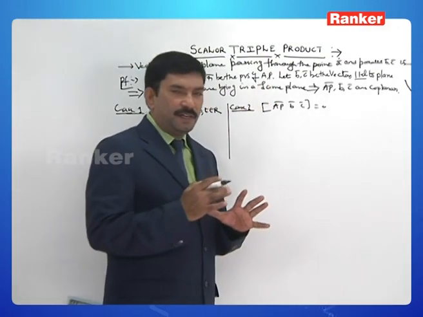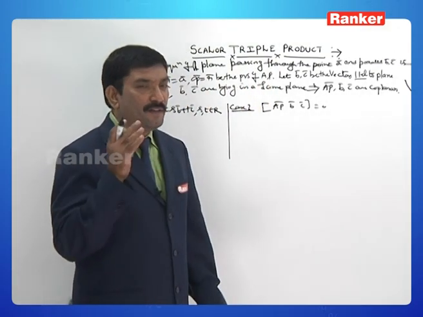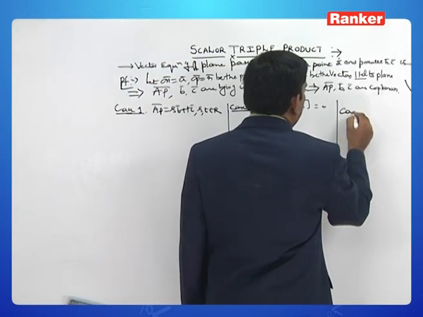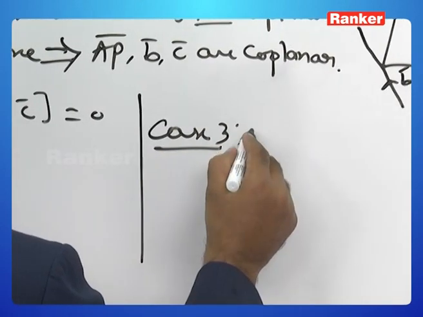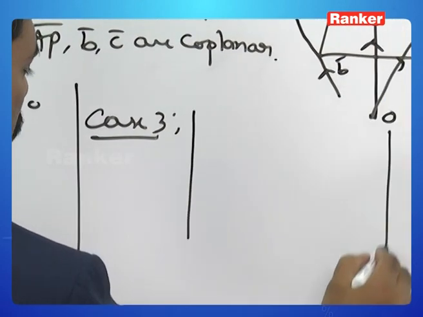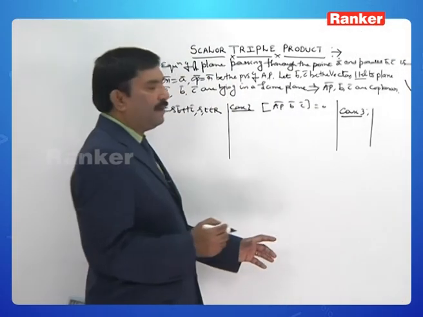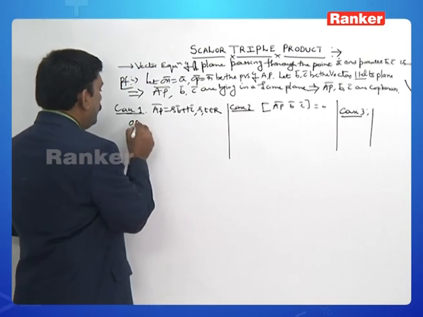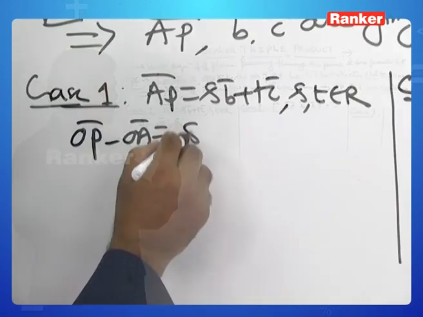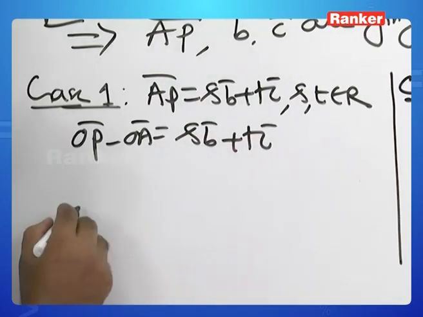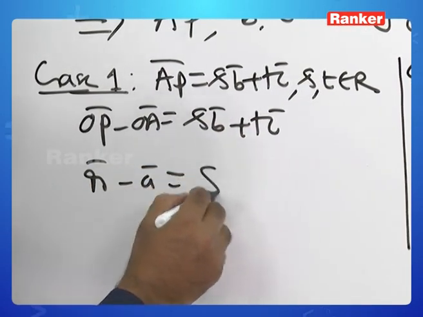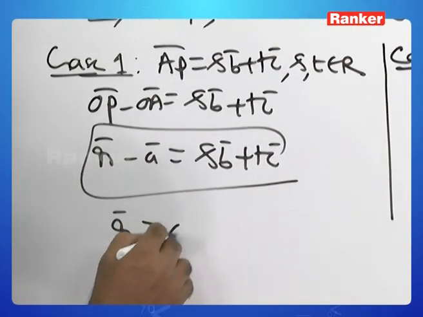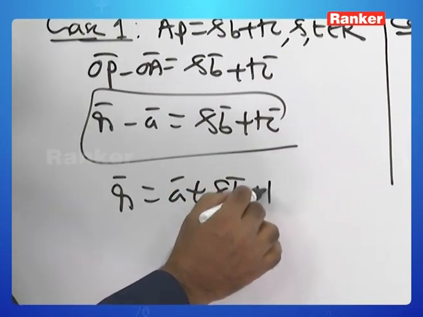Concentrate on this, you'll get many applications, quite interesting. So in 3 ways we can write this, as case 3. Now this is nothing but AP bar, OP minus OA, is equal to SB bar plus TC bar. This is R bar minus A bar, equal to SB bar plus TC bar. This is nothing but R bar is equal to A bar plus SB bar plus TC bar.